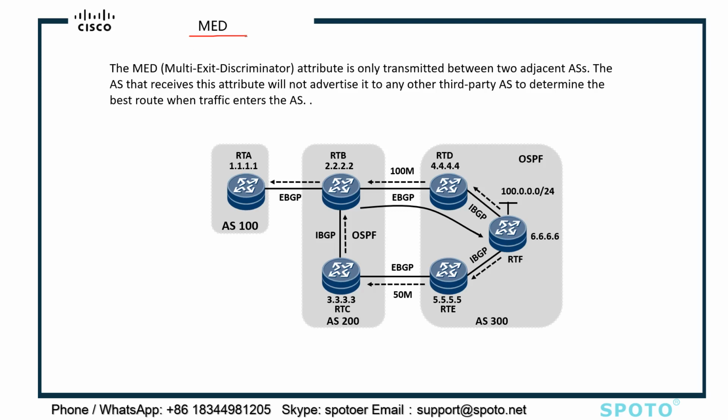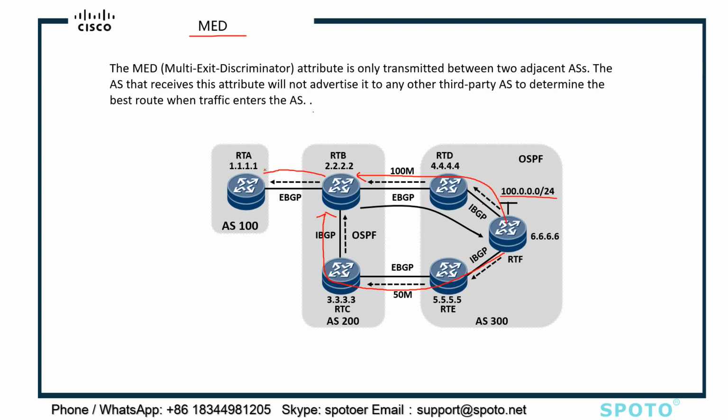And then the next one, the MED value, is used to control the traffic that enters the AS. We can see in this topology, we have three different AS here, and in AS300 of RTF, we have one network segment is 100, and RTF will send this route to RTB and also send this route to RTB.